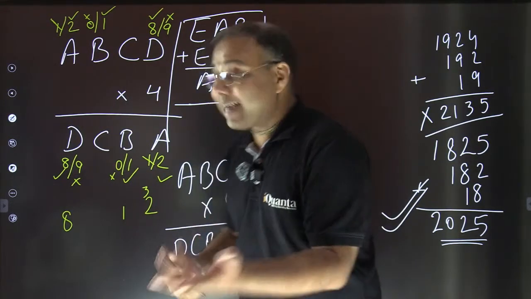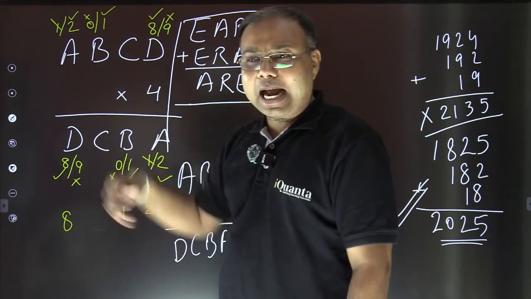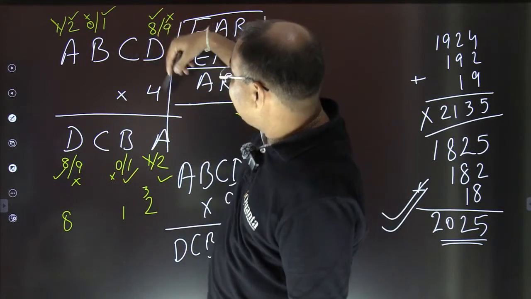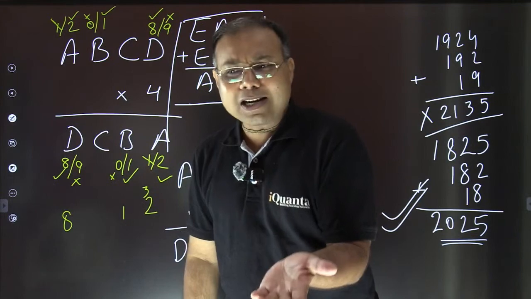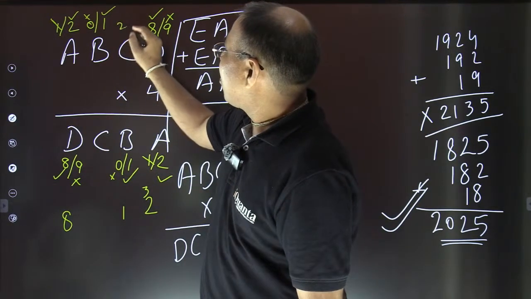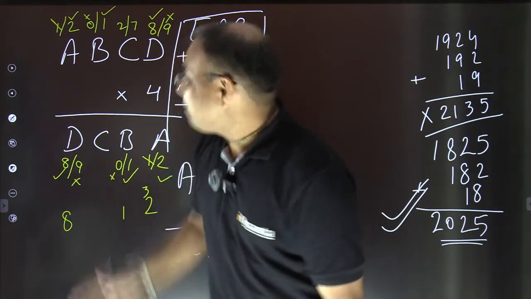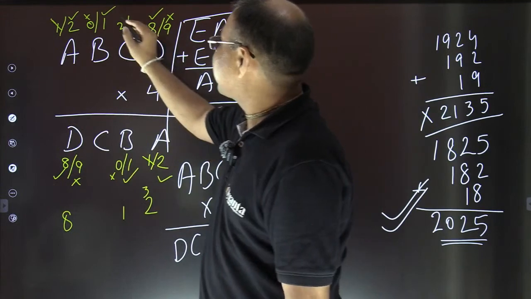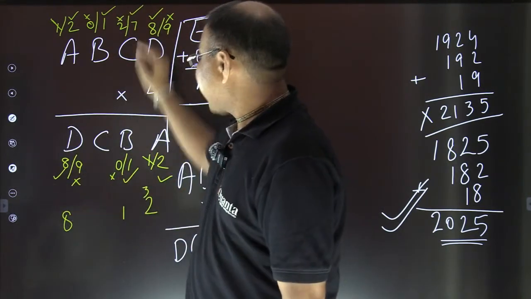Okay, 4 into C must be ending in 8. Can you tell me the possible values of C so that 4 into C ends in 8? 4 into 2 ends in 8, or 4 into 7 also ends in 8. Yes or no? But 2 has already been taken, so it can't be 2. It must be 7. Let's verify. Can this C be 7?